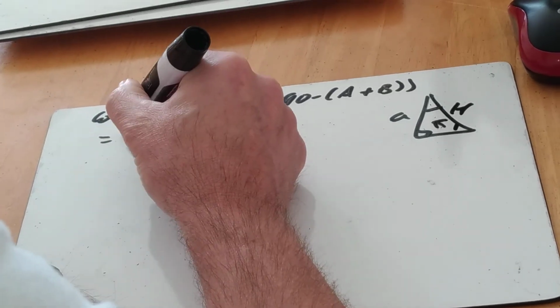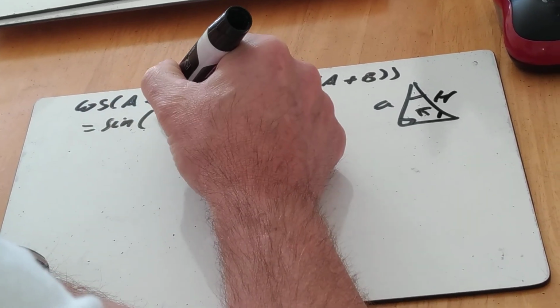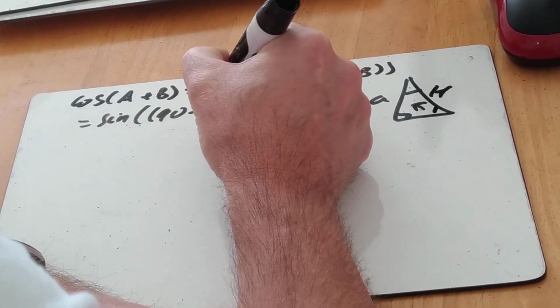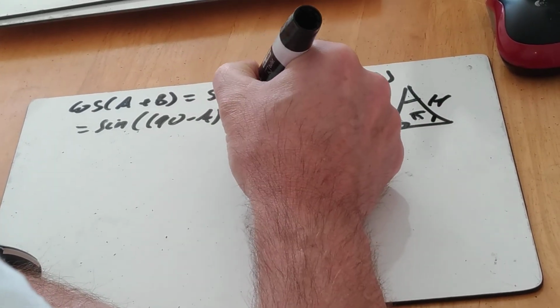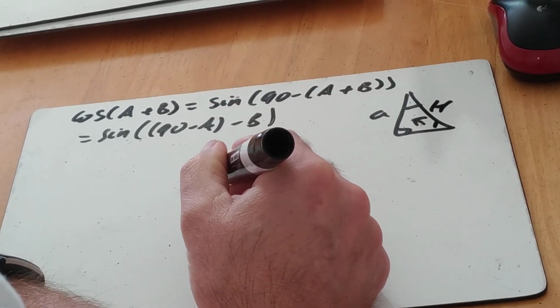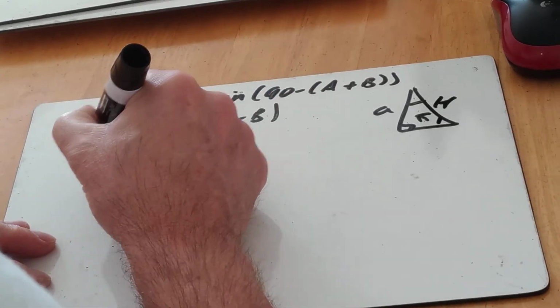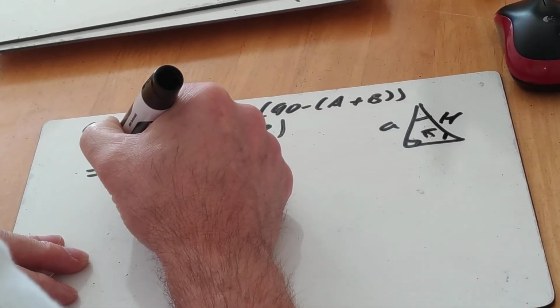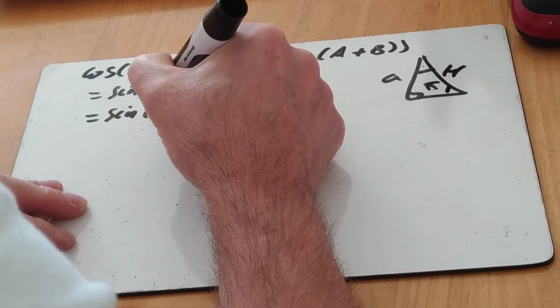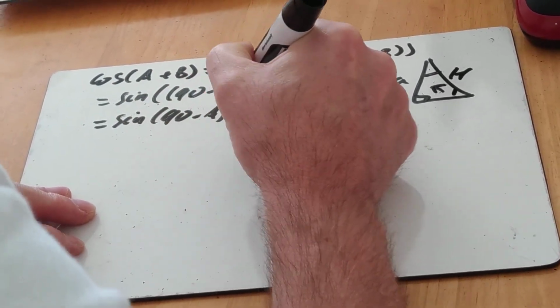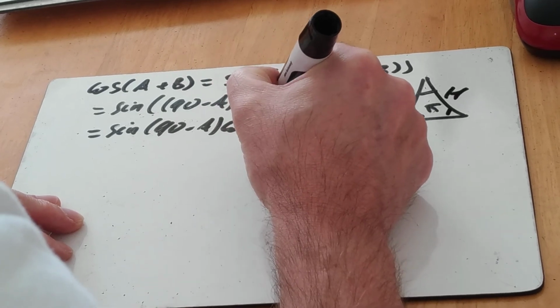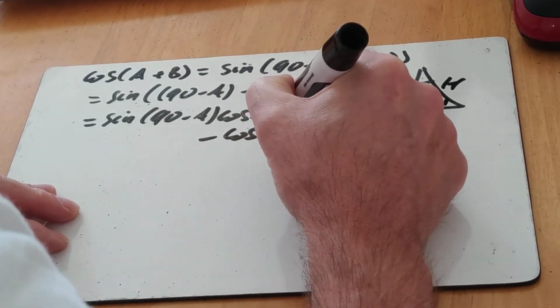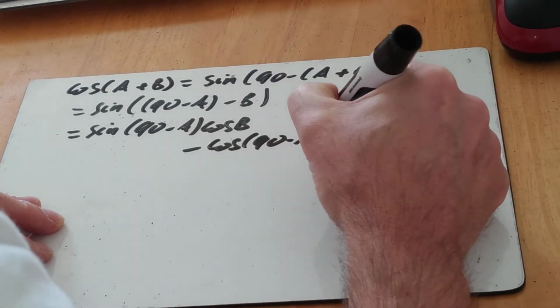What I can do with this one is split this up as sine of 90 minus A, be careful with our plus minuses, and minus B. So I've now got sine of a difference. And I just said what that is. That's sine cos minus cos sine. So it's sine 90 minus A cos B minus cos 90 minus A sine B.